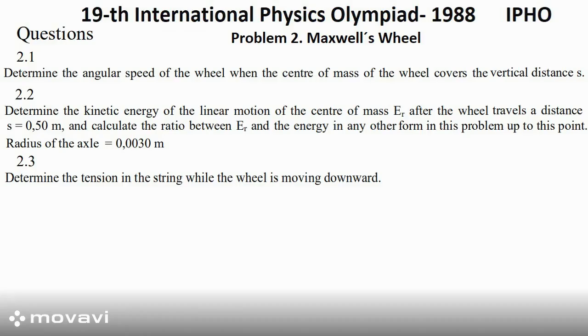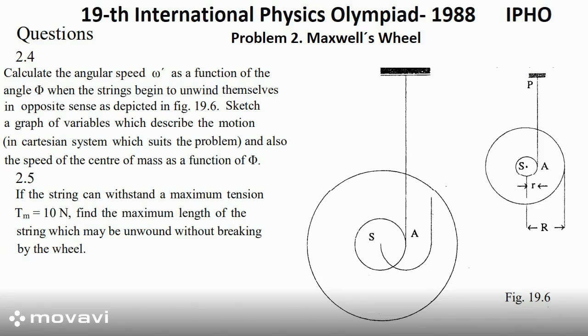Question 3. Determine the tension in the string while the wheel is moving downward. Question 4. Calculate the angular speed omega prime as a function of the angle phi when the strings begin to unwind themselves in opposite sense, as depicted in Figure 19.6.